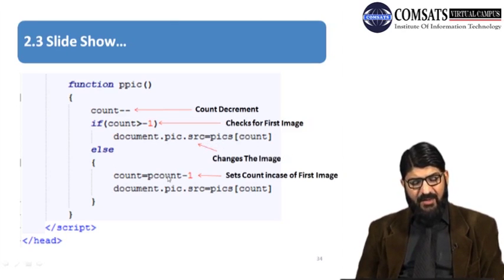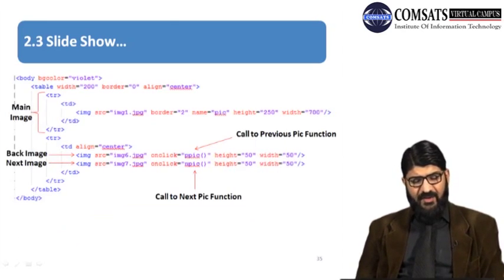Else the count is again minus; if it is the first image, it is assigned the first image of the array index 0. Else statement is closed, script is closed, head tag is closed accordingly. Now see how to call the next picture in the function for HTML.